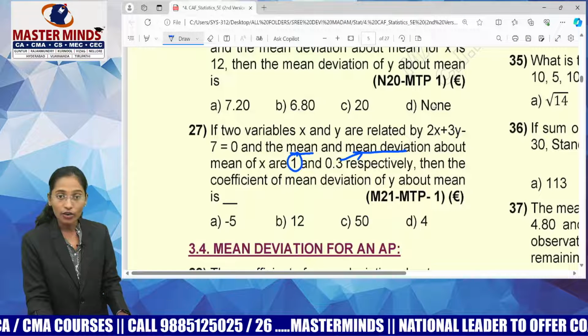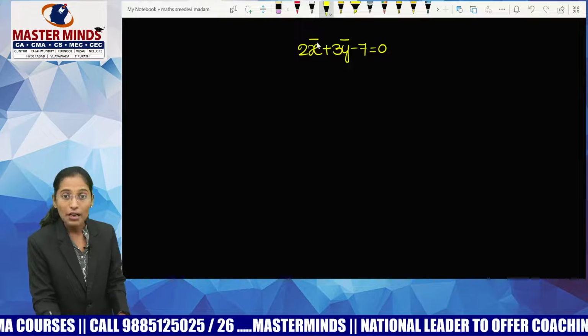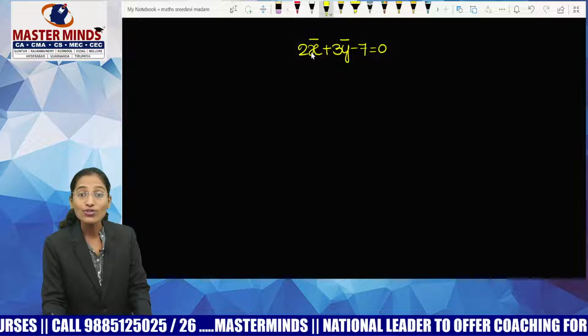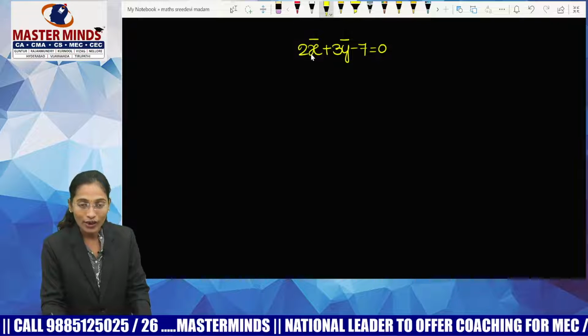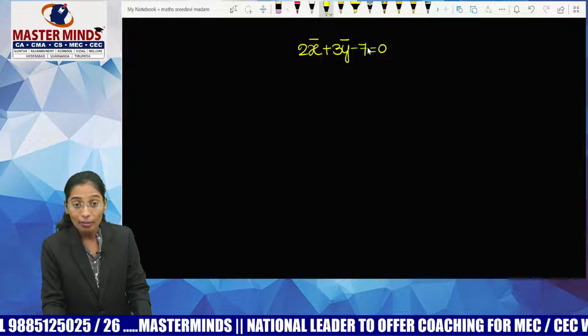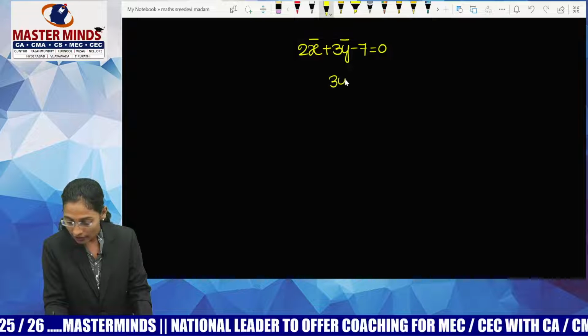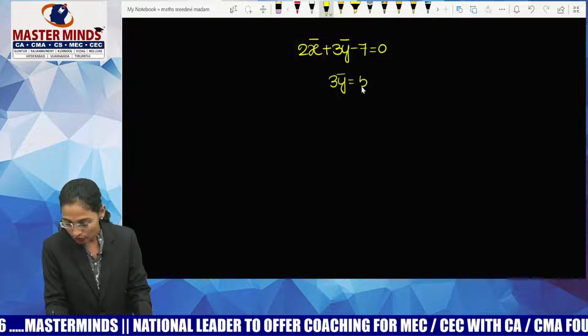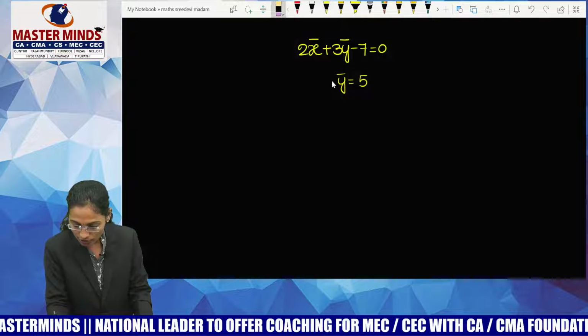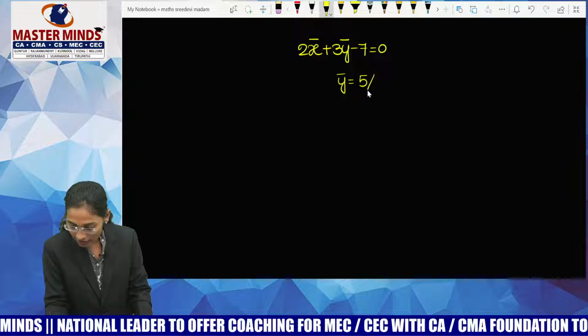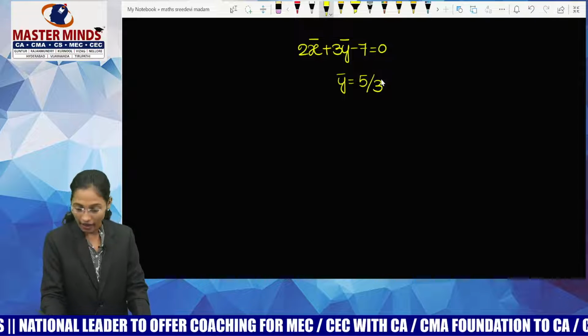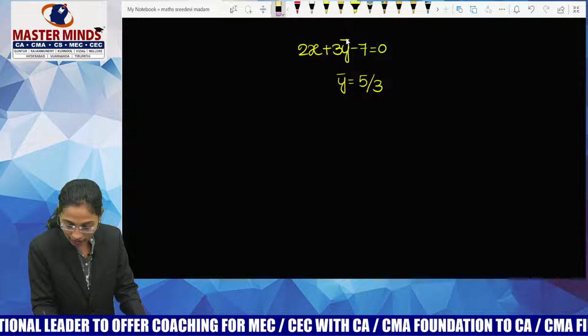What is x bar according to the question? 1, no? Let me replace x bar equals 1. What is 2 into 1? Sorry, 2 into 1 is 2. 2 minus 7 is minus 5. If that minus 5 comes to the right side, it will be plus 5. Means 3y bar equals 5, and hence y bar equals how much, guys? 5 by 3.